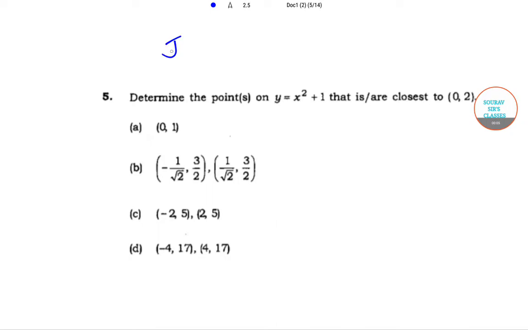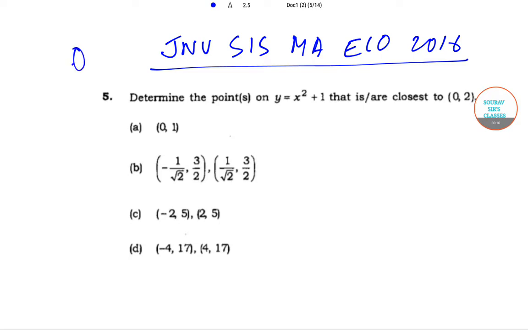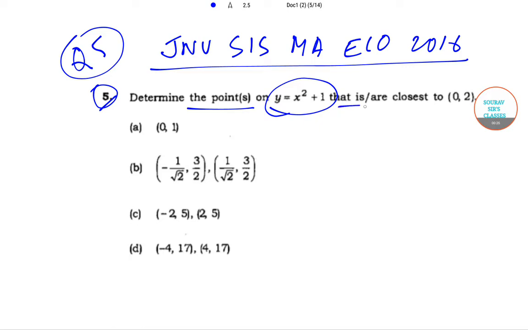Today we'll be solving the JNU School of International Studies MA Economics question paper of year 2016. Today we'll be solving question number 5. In question number 5, it has been said that we need to determine the points on the curve y equal to x square plus 1 that is or are closest to the point (0, 2).